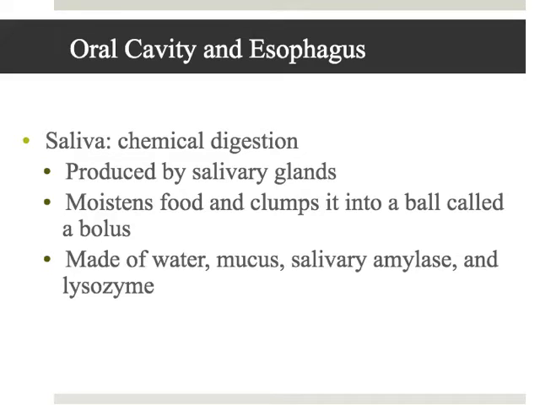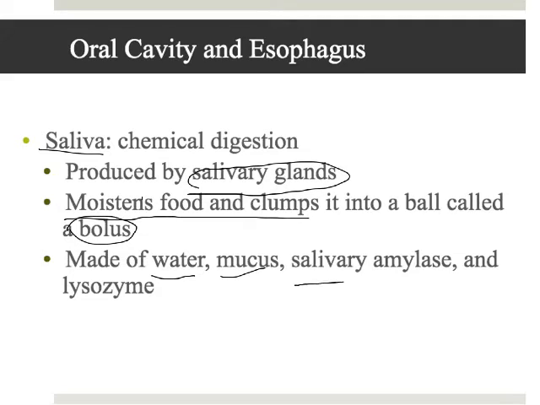Okay, so we're also going to get some chemical digestion in the oral cavity as well. This mainly comes from saliva. Saliva is produced by the salivary glands, which are an accessory organ, and saliva has many functions. First, it moistens the food into a ball called a bolus. Saliva is made up of water, mucus, salivary amylase, and lysozyme. We'll talk about what each of these things do in a second.